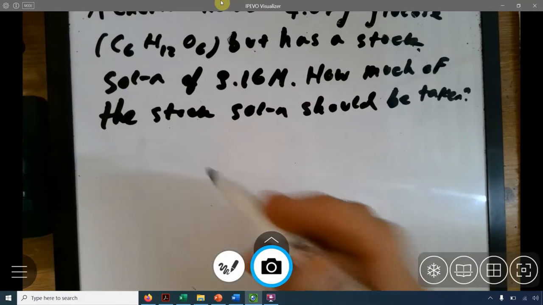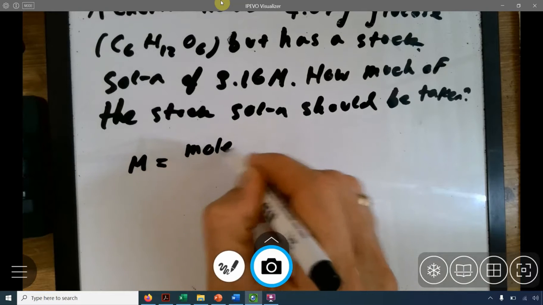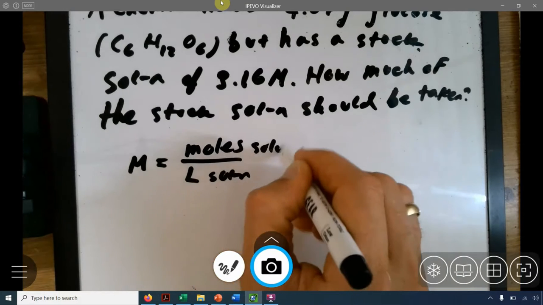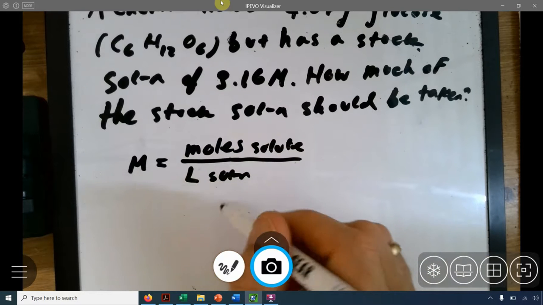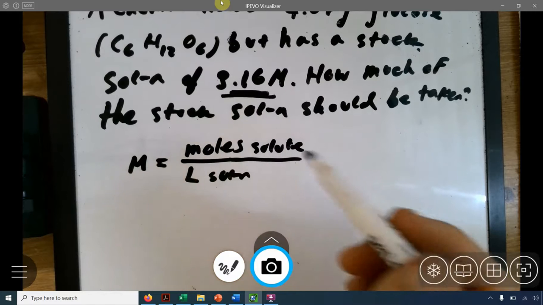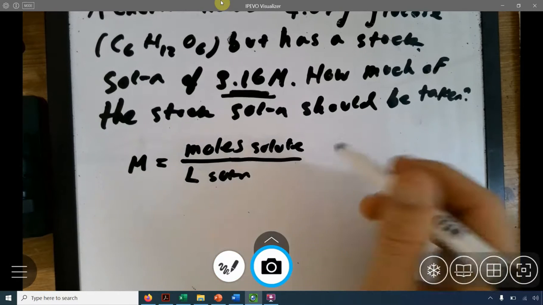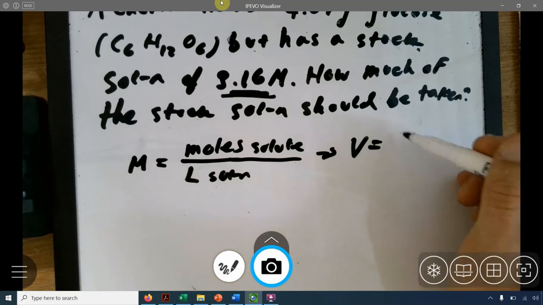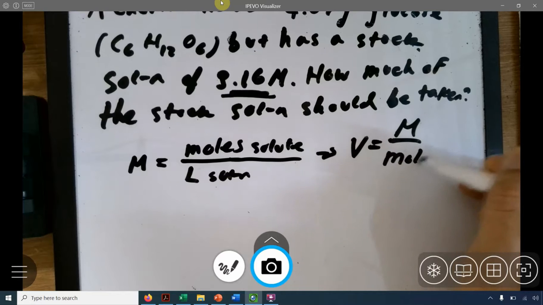Looking at the definition of molarity, molarity is defined as moles per liter of solution, right? Moles of solute divided by liters of solution. I'm looking for this, right? How much of this solution in volume will be the 4.07 grams. So I can solve for liters, and I get that the volume is going to be equal to moles of solute divided by molarity.